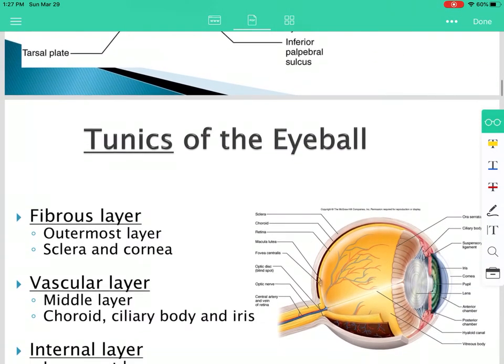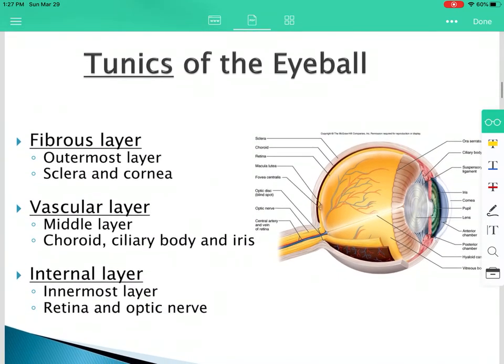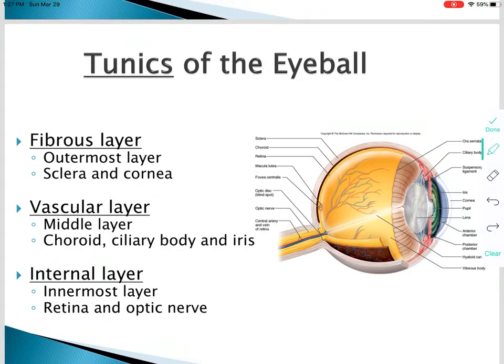Okay, so here's the eye. On your objective sheet, you'll see the structures you're responsible for. Obviously, many of these pictures have more structures than you need to know. So as always, make sure that you're paying attention to the structures listed on your lab objective sheet. When we talk about the eye, we talk about tunics or layers. So we basically have 3 layers. We have a fibrous layer or outermost layer. We have a vascular or middle layer, and we have an innermost layer called the internal or sometimes sensory tunic. So that's how we're going to discuss the anatomy.